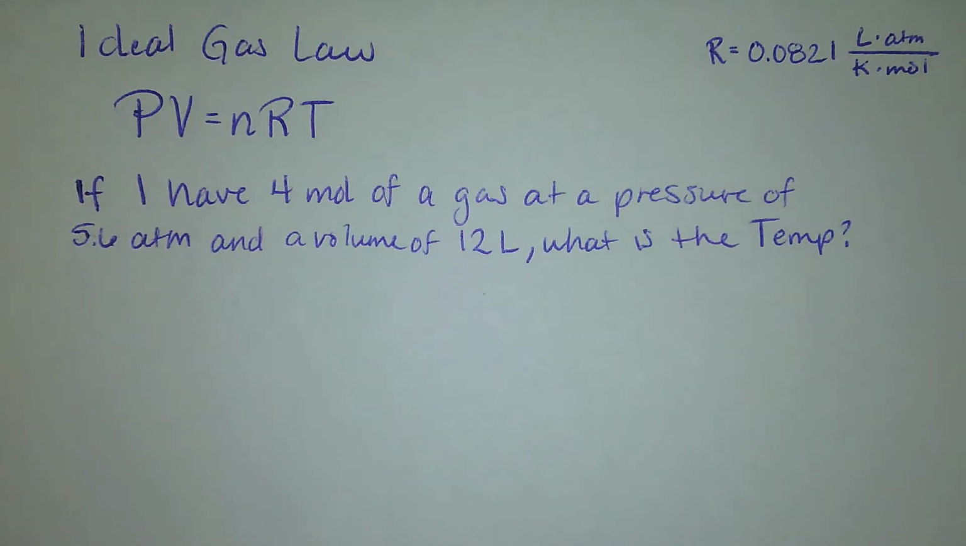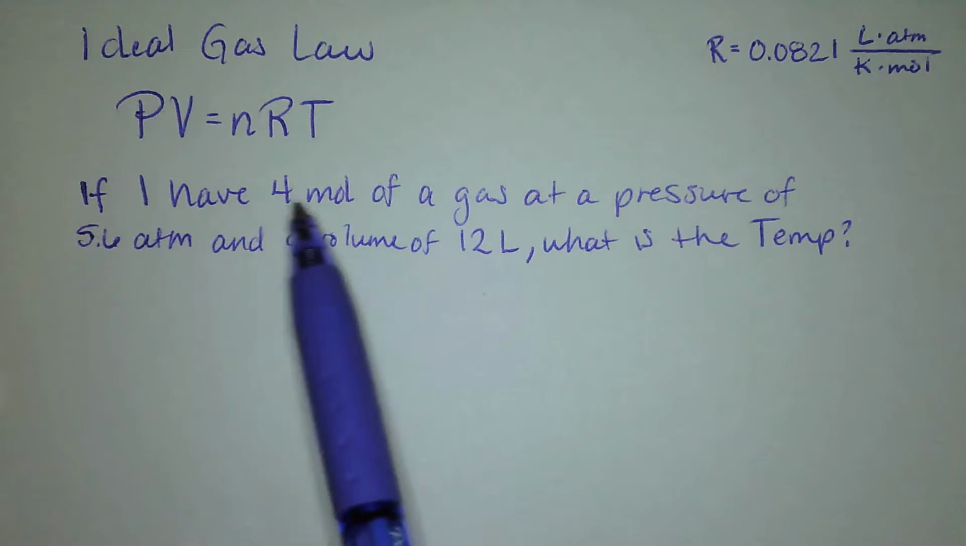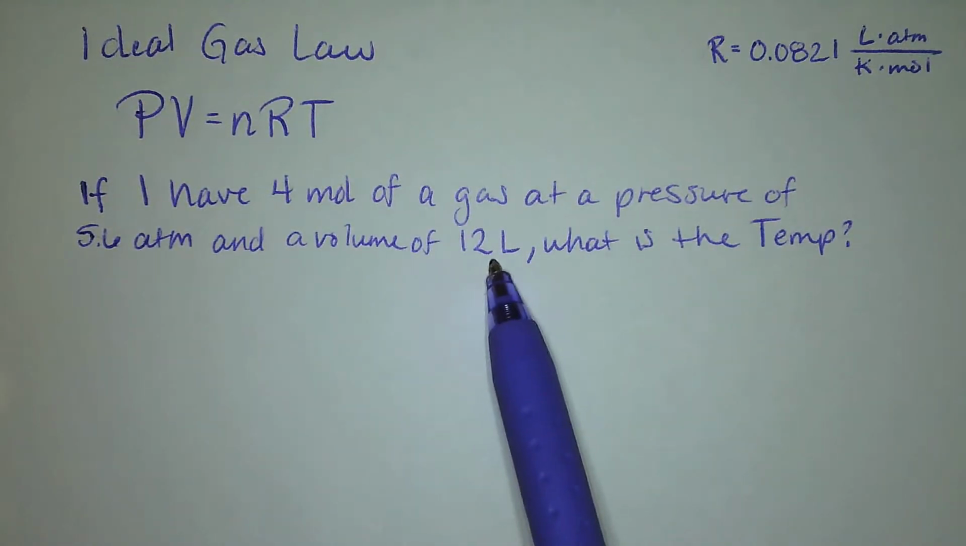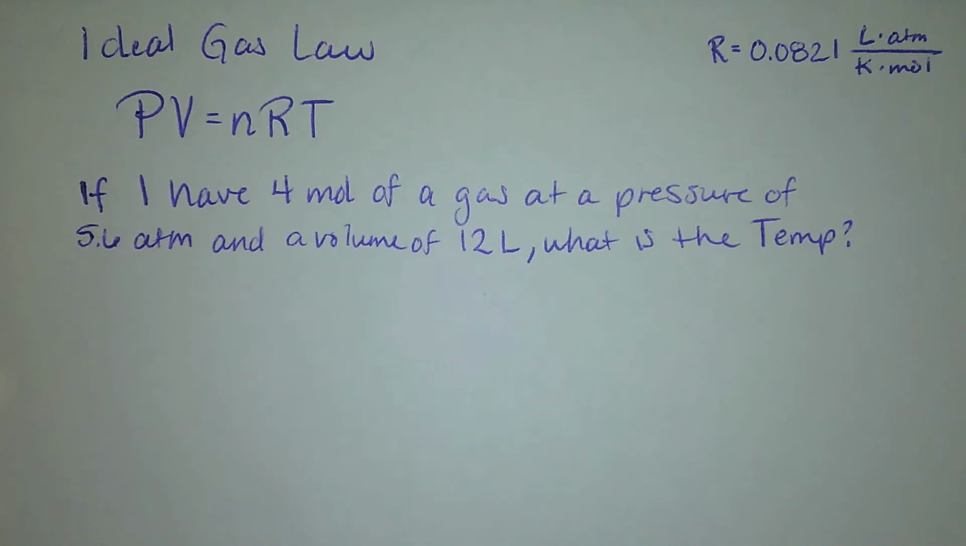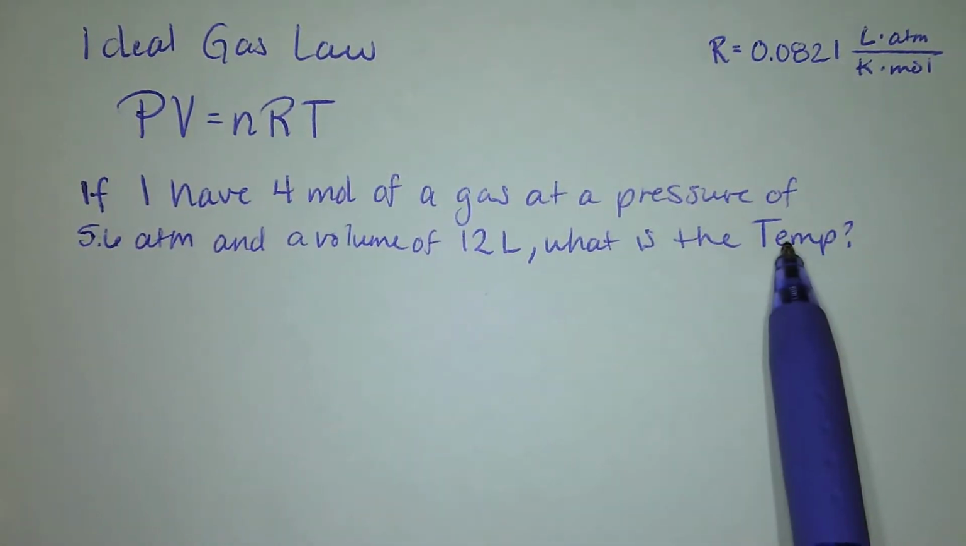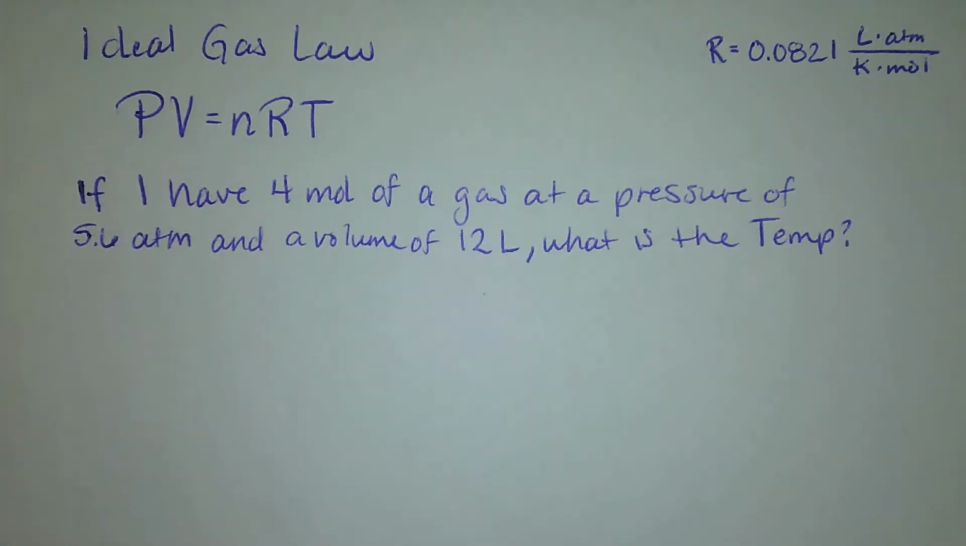Okay, here's the ideal gas law again. You've seen it before, and how do we use it? So I have an example problem here. If I have 4 moles of a gas at a pressure of 5.6 atm and a volume of 12 liters, what is the temperature? So in order to solve this, there are 5 variables. We're looking for temperature, so we need to know 4 variables. And the question is, do we?